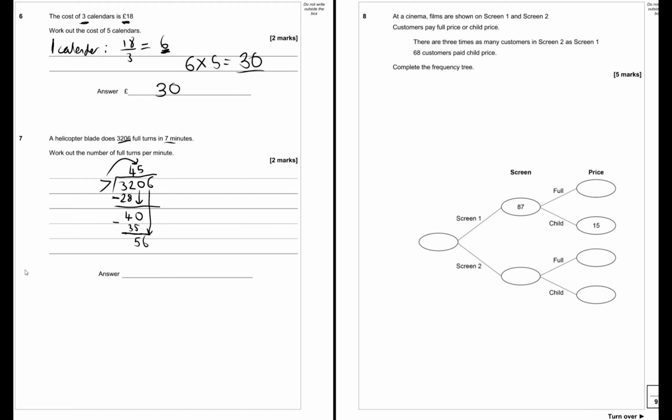And now does 7 go into 56? How many times does it go into 56? It goes into it 8 times, doesn't it? So we can put the 8 up here, and then we are done. Our answer is 458.